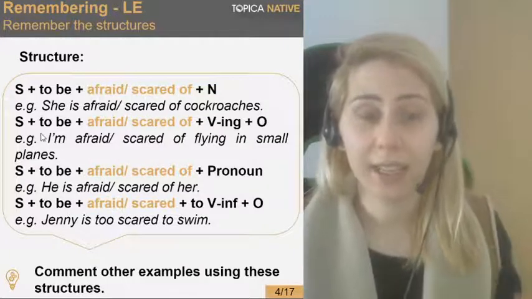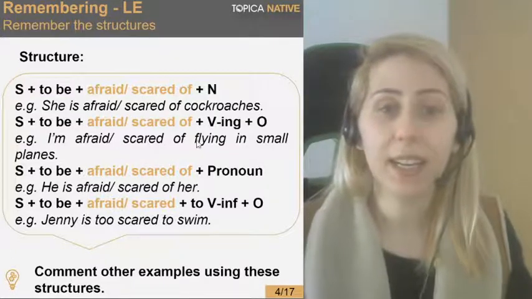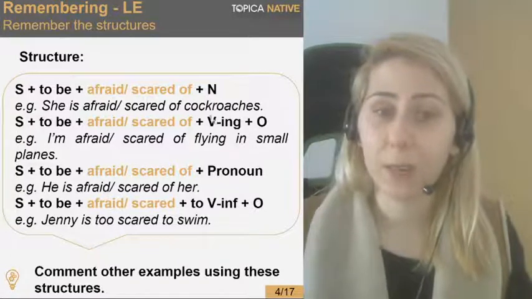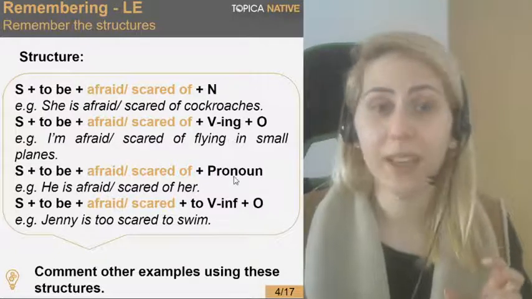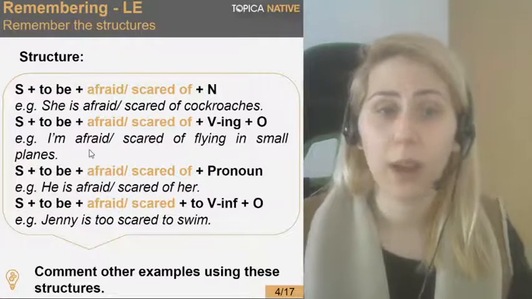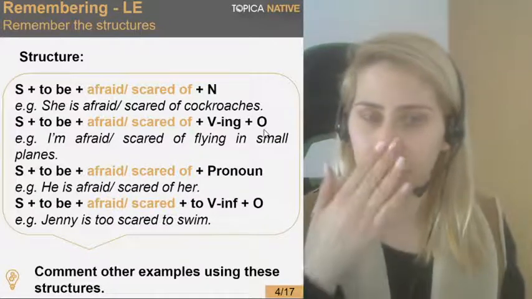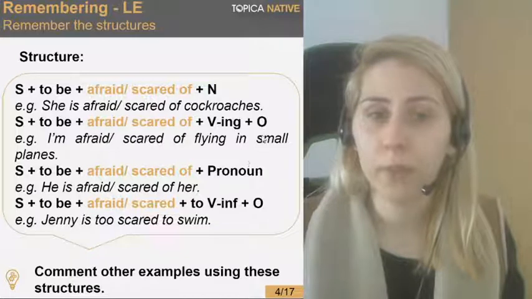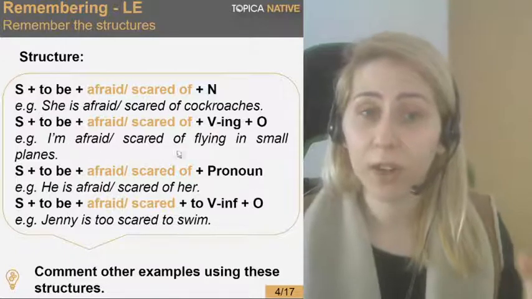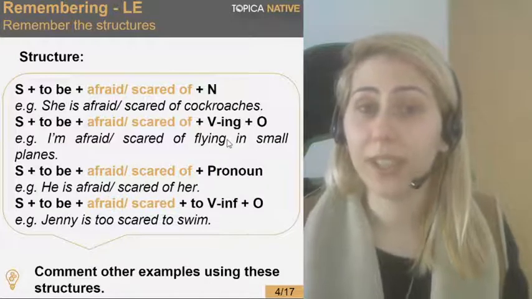The second way to build a sentence with this, let's compare the differences, is that we are using a verb this time. So we don't use a noun, we are using the verb with the ing structure. For example, I'm afraid of flying, or I'm scared of flying. And you can add an object after this, or you don't have to. In small planes is what they used here. So you can just have I'm afraid of flying, full stop. That's also correct. We would always use the verb with the ing form.